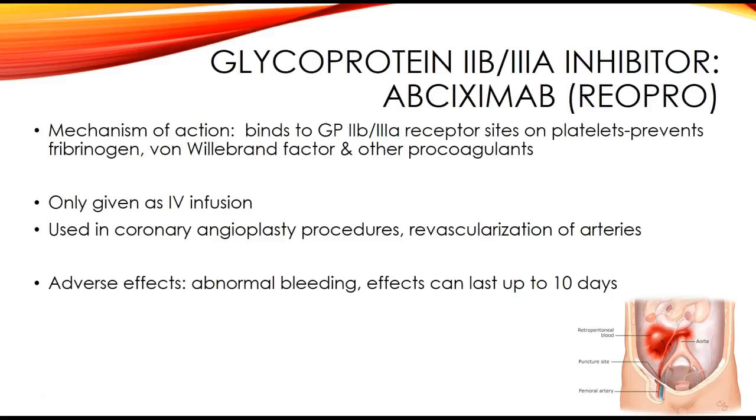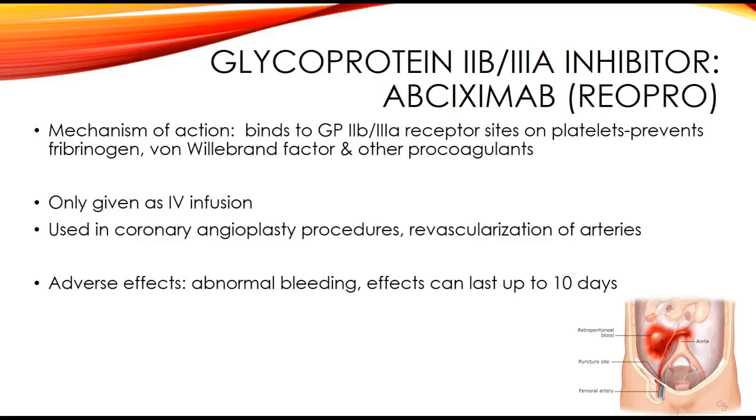Glycoprotein 2B3A inhibitor, abciximab or ReoPro, is our prototype. The mechanism of action is going to bind the glycoprotein 2B3A receptor sites on platelets. So because of that, it's going to prevent fibrinogen, von Willebrand factor, and other procoagulants from binding and happening through the cascade. It's only given as an IV infusion.